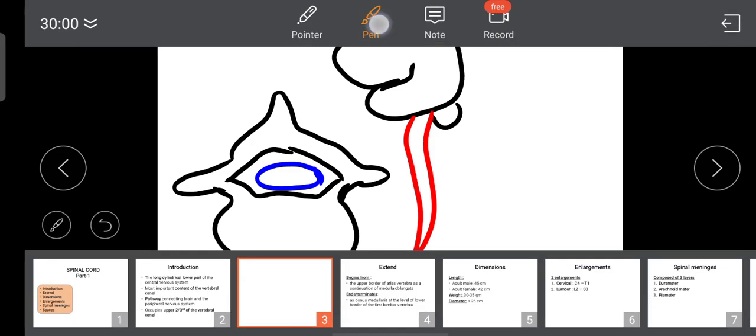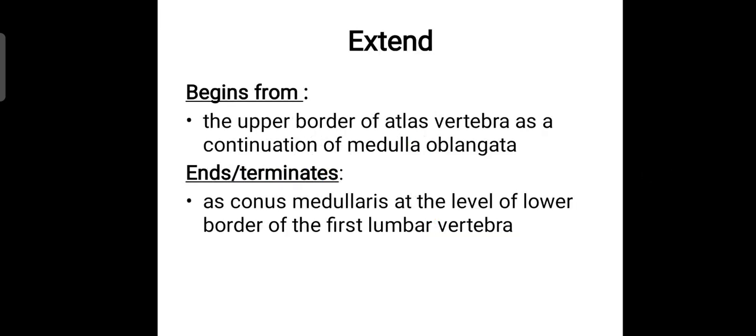So let's see the rest of the file. The extent of the spinal cord: the spinal cord begins from the upper border of the atlas vertebra as a continuation of the medulla oblongata. You might have studied the midbrain, pons and medulla, right? That constitutes the brainstem. The lowermost part of the brainstem is the medulla oblongata, and as a continuation of that, the spinal cord exits the cranial cavity through the foramen magnum, and it begins precisely at the upper border of the atlas vertebra.